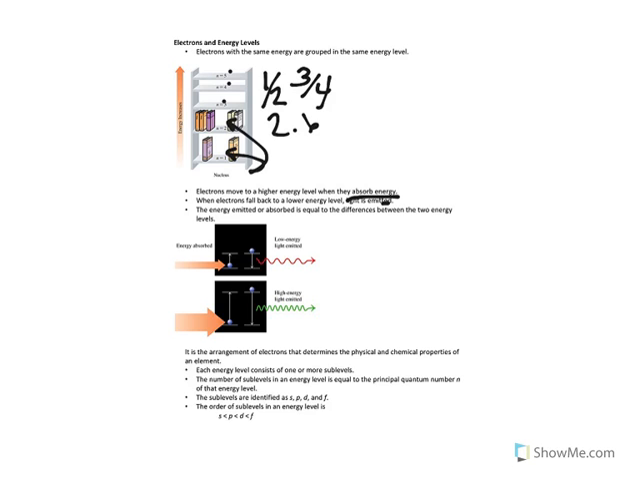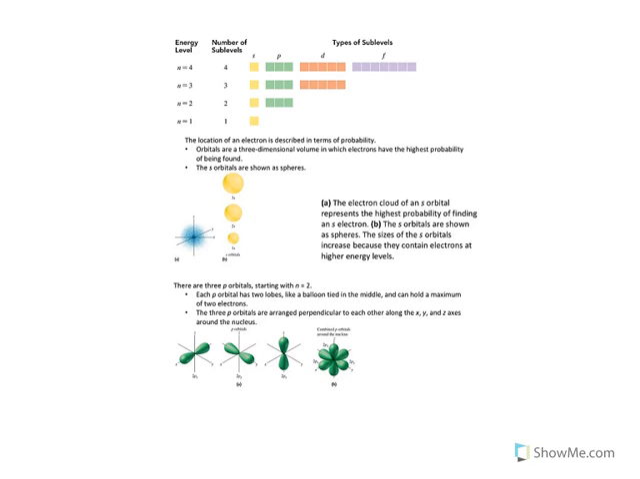The energy emitted or absorbed is equal to the differences between the two energy levels. It is the arrangement of electrons in an atom that determines the physical and chemical properties of each element. Each energy level has one or more sublevels. The number of sublevels in an energy level is equal to the principal quantum number n of that energy level. The sublevels are identified as S, P, D, and F. The order within an energy level is S first, S being the lowest, then P, then D, and then finally the highest being an F level.